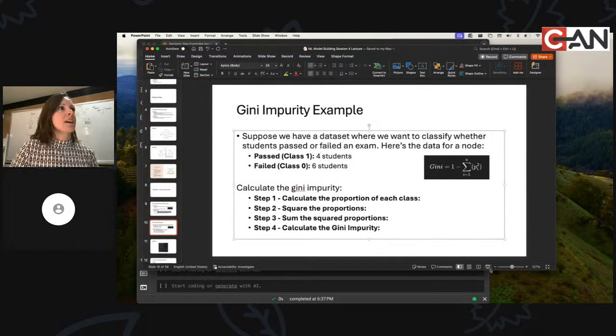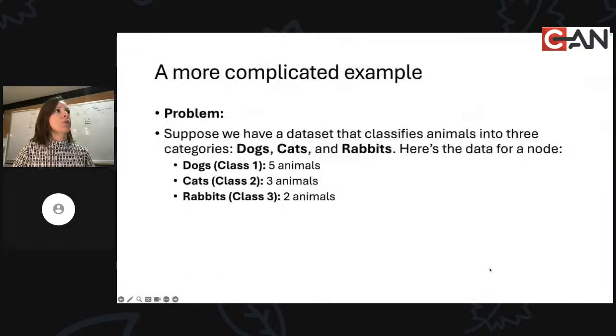Let's move on to our, like I said, slightly more complicated example. Let's imagine we have 3 classes. Try giving a stab at calculating this one. What do you guys got? 0.62.